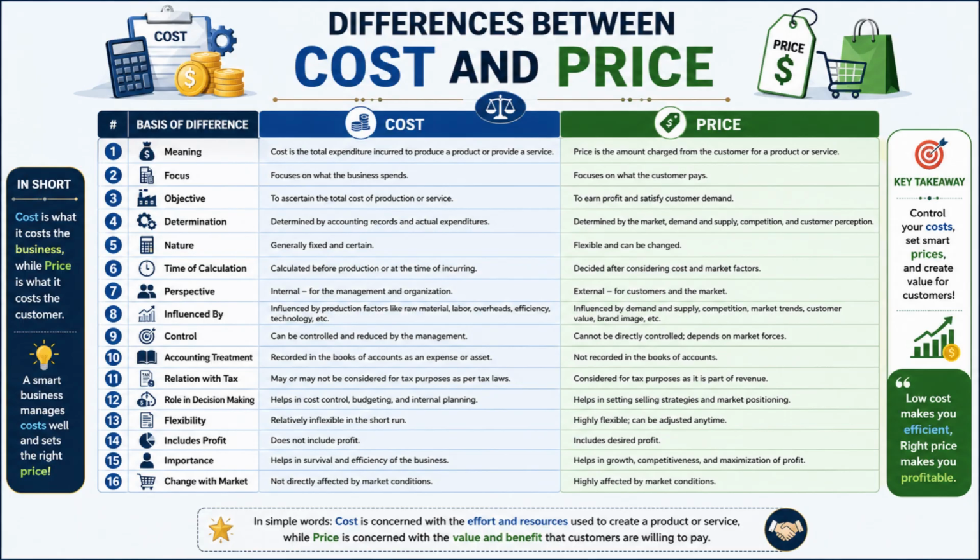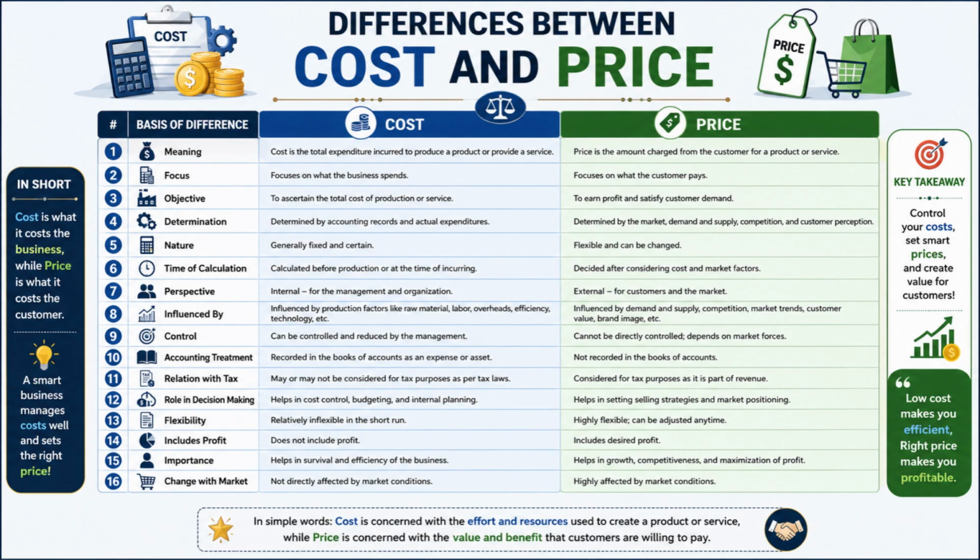customer demand. Number 4. Cost is determined through accounting records and actual expenditures, whereas price is determined by market demand, supply, competition, and customer perception. Number 5. Cost is generally fixed and certain in nature, whereas price is flexible and can change according to market conditions. Number 6. Cost is calculated before or during production, whereas price is decided after considering cost and market factors.